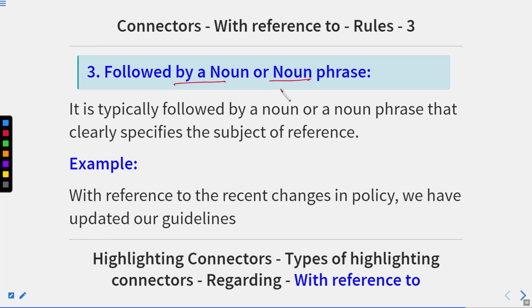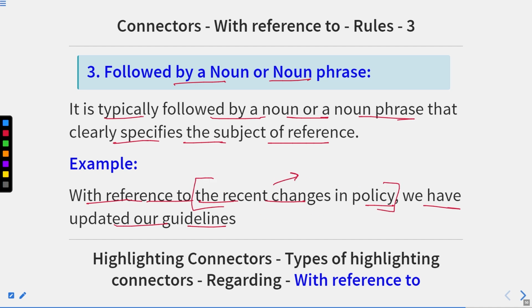Now, followed by a noun or noun phrase. It is typically followed by a noun or noun phrase that clearly specifies the subject or reference. With reference to the recent changes in the policy, we have updated our guidelines. Now, you can see after "with reference to", we have "the recent changes in our policy". So, this is actually the noun phrase, where you can see the word noun and you can also see the word which can qualify the noun.